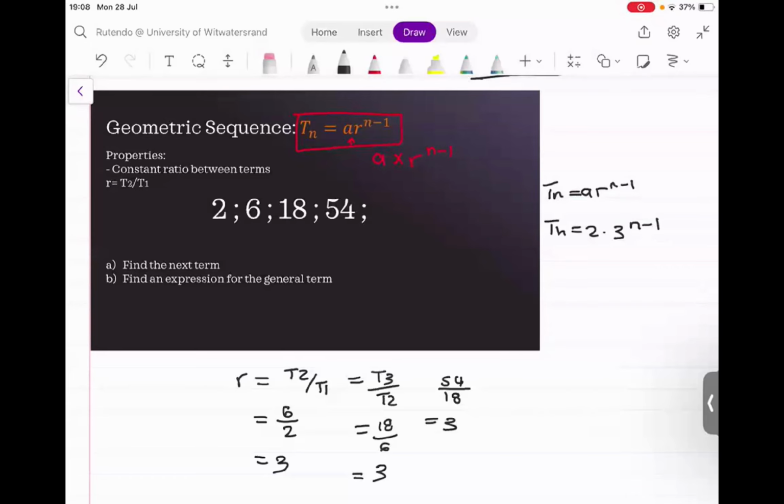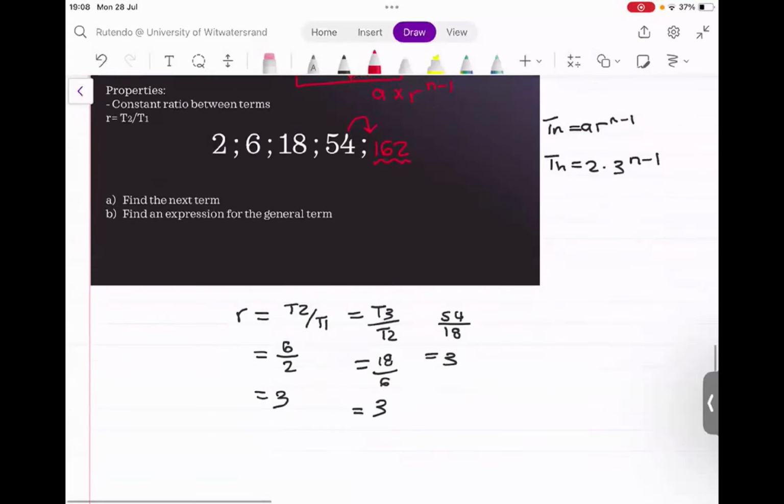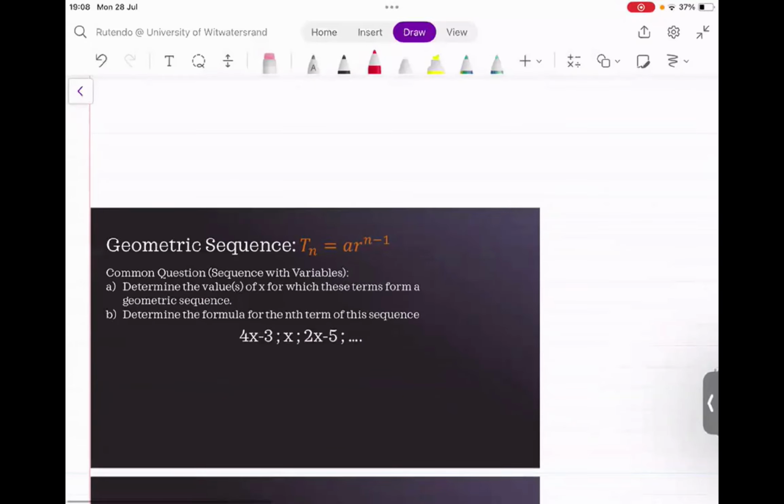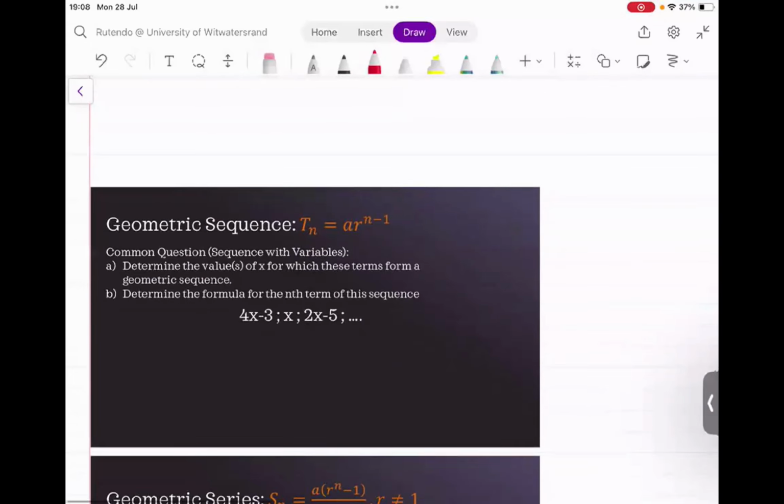They didn't ask me for it, but what would the next term be, just for the fun of it? 162. Perfect. So we just multiply 54 by 3. Well done. Now we have a common question.